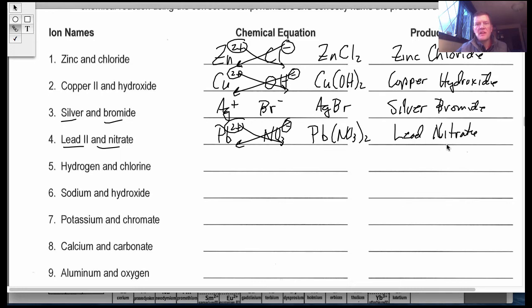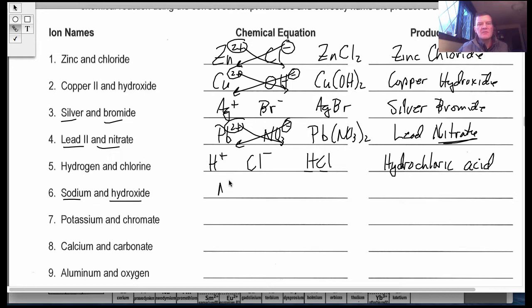When it's a polyatomic ion, you just use the name as it is given. Hydrogen +1, chlorine -1. This is going to be HCl. You could say it's hydrogen chloride, but when this is aqueous, it's actually hydrochloric acid. So we're just going to put that down. We didn't name acids, so you don't have to worry about that. Sodium and hydroxide. So sodium is Na+, hydroxide is -1. So this is just going to be one of each. Sodium hydroxide, NaOH.